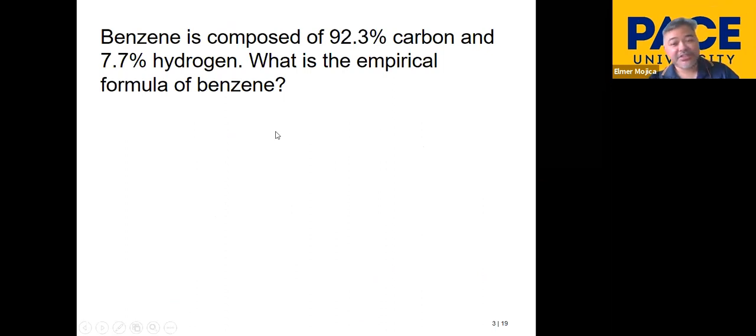So we can just continue with what we have stopped from the previous problem. Okay, so what does it do? Assume 100 grams. So if you have 100 grams, this becomes 92.3 grams, and this becomes 7.7 grams.